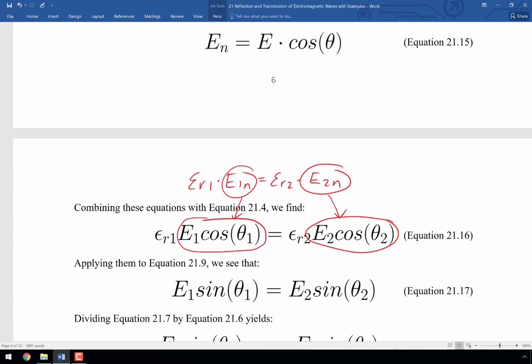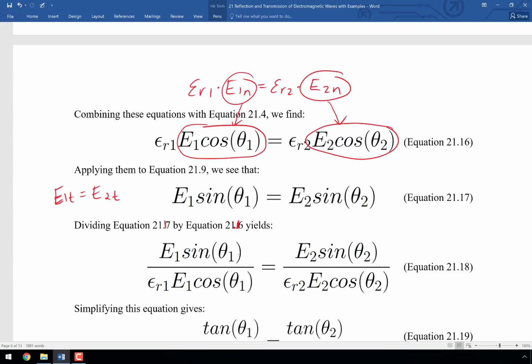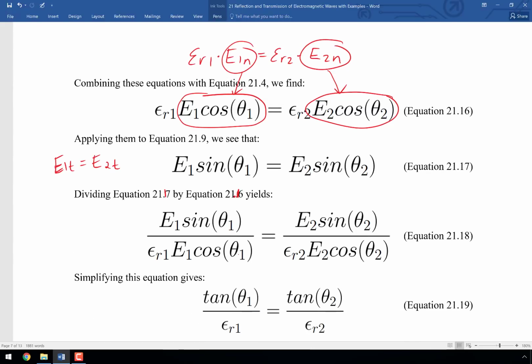If we apply them to equation 21.9, which said that E sub 1 tangential is equal to E sub 2 tangential, well, in that case there are no epsilons to worry about. We can divide 21.17 by 21.16. If we do that division, we end up with 21.18. And then, of course, the sine divided by the cosine gives a tangent. The E1s are going to cancel each other out. The E2s are going to cancel each other out.